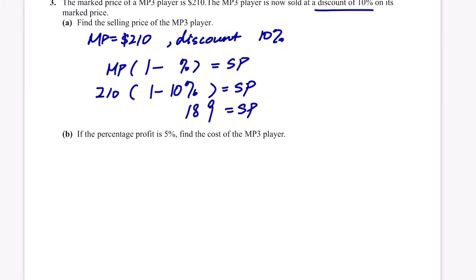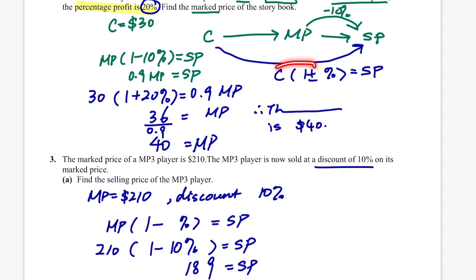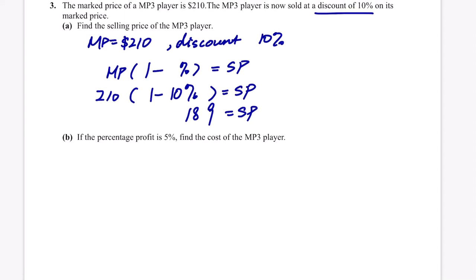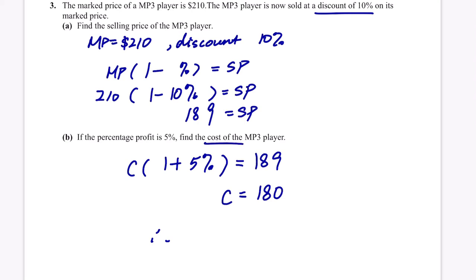Here we already know that the percentage profit is 5% and we have to find the cost. So again use that relationship. So we have cost times 1 plus something profit percentage, which is 5 now, equals to the selling price. Selling price is 189. So what do you get as your answer? Please tell. Yep, it is 180. So you have to write the cost of the MP3 player is $180.